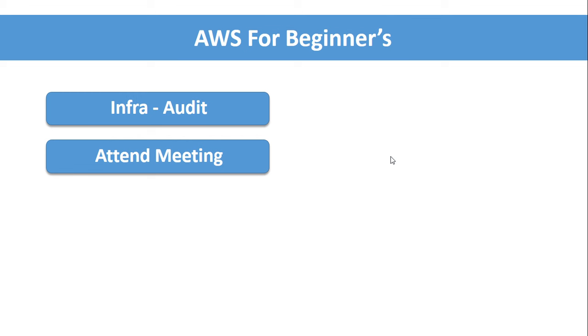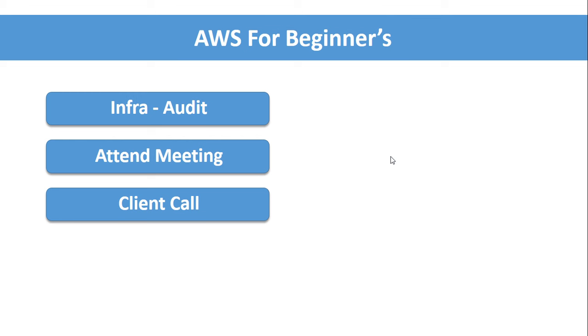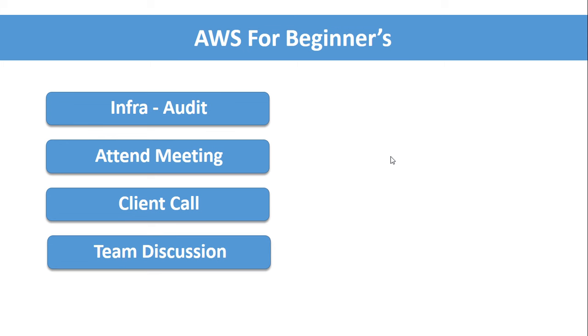Attending meetings means your daily scrum meeting or stand-up, to give the updates and take the updates. So these are some day-to-day activities. Client call: if there is any client call scheduled for a project requirement or any discussion about further changes or updates, you need to take part in that. Team discussion is just for internal purposes.